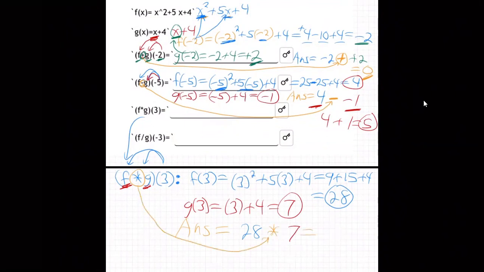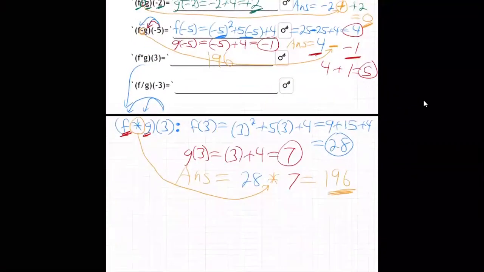28 times 7, I'm going to use my calculator. It's kind of a big number here. 28 times 7, I'm getting 196. So there's the answer, 196, to the third part. And now let's go for the fourth part where we're going to divide them. Let me put a line of division here.